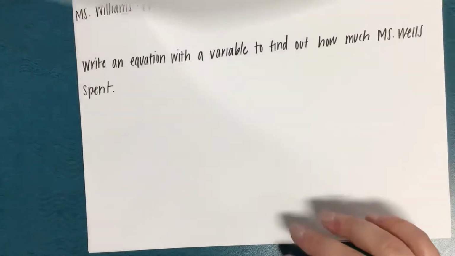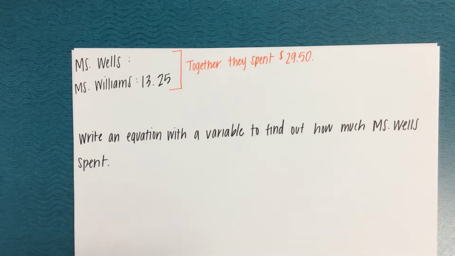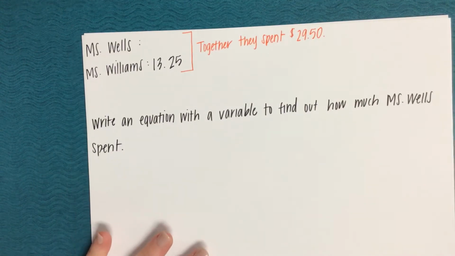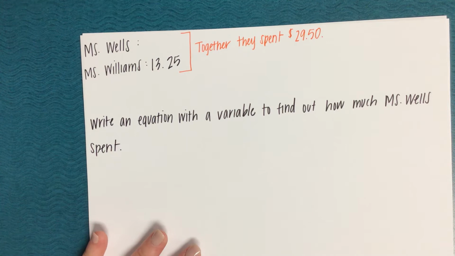So another practice problem. So we're thinking here, Miss Wells and Miss Williams, we go to lunch sometimes on Wednesdays. We together spent $29.50. I know that Miss Williams spent $13.25, but I need to write an equation with a variable to figure out how much Miss Wells spent. So if I'm going to write an equation, I'm going to start with what I know and replace what I don't know with a variable.